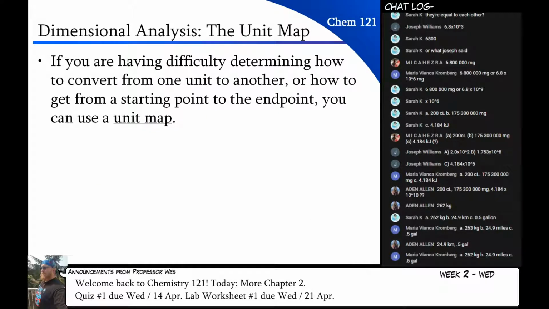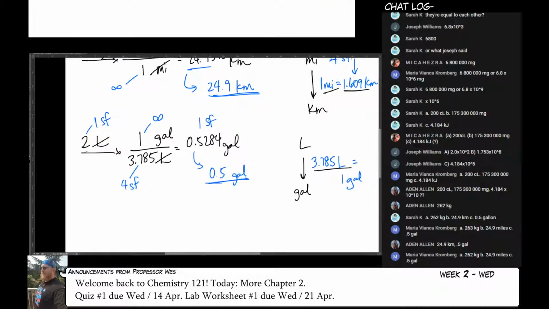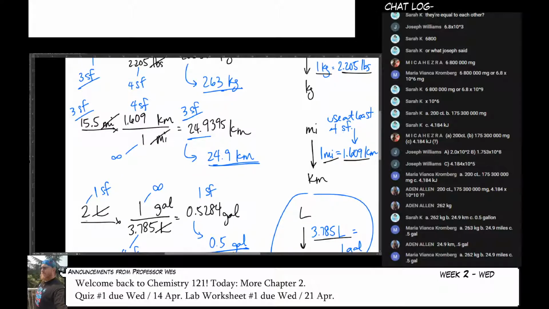So if I have conversions that are longer and longer and longer, you can see that I'm using this sort of idea on the side here, where I'm drawing out like the trajectory of my units. So this is called the unit map. So I've been already using it so that when we got to this point, you'd be all right.